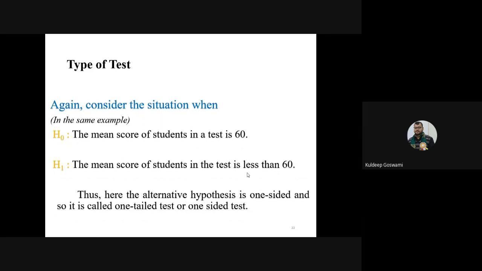But in the second example, it is clearly written that the score is less than 60. If in place of less than 60 it is written greater than 60, then also it is called a one-sided test.